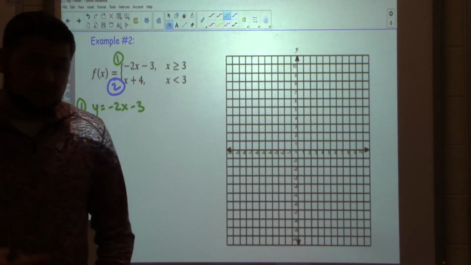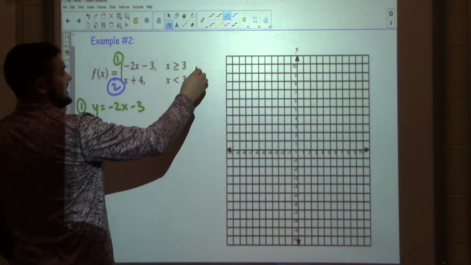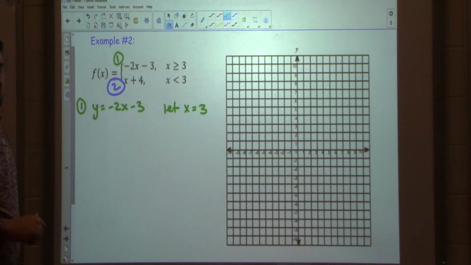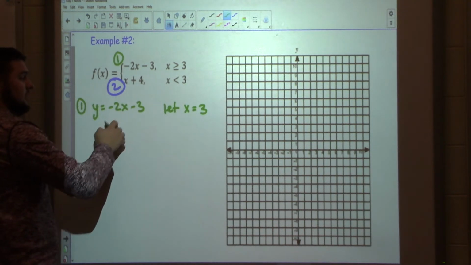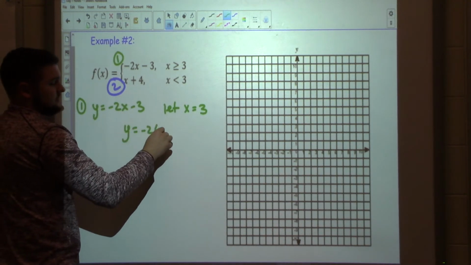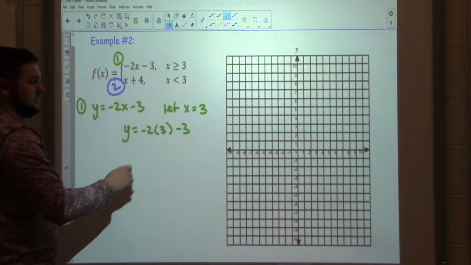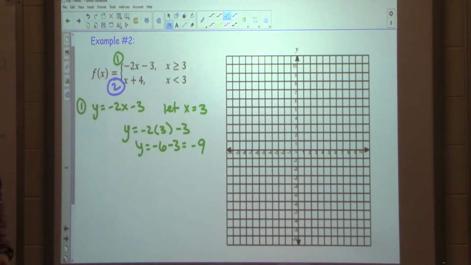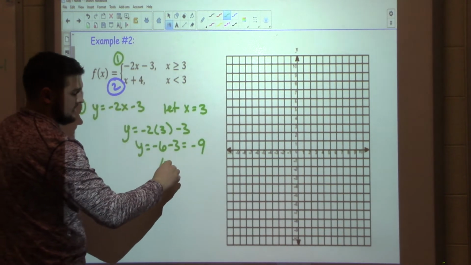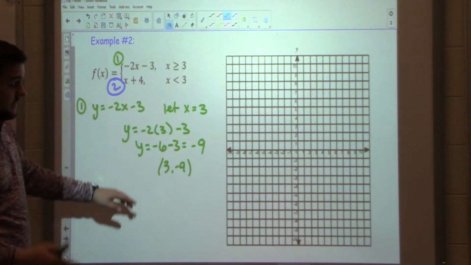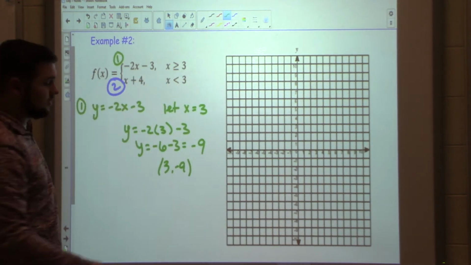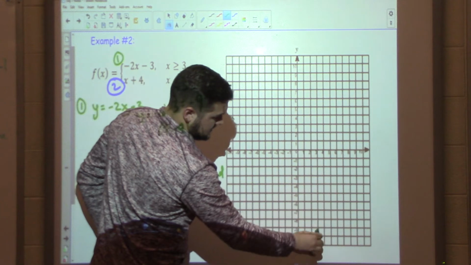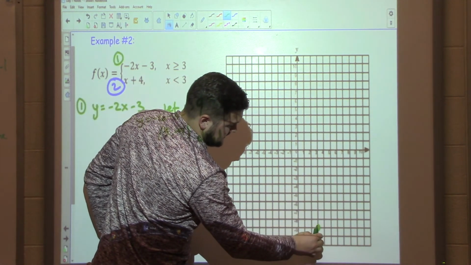The first point I'm going to pick is my endpoint. My endpoint's at 3, so I'm going to let x equal 3. Then, take 3, plug it in to find your y value. Y equals negative 2 times 3 minus 3. Y equals negative 6 minus 3, which is negative 9. So at 3, negative 9, I'm going to have an endpoint. And it's going to be a closed endpoint because it's or equal to. So closed endpoint at 3, negative 9. 3, that's negative 10, negative 9.